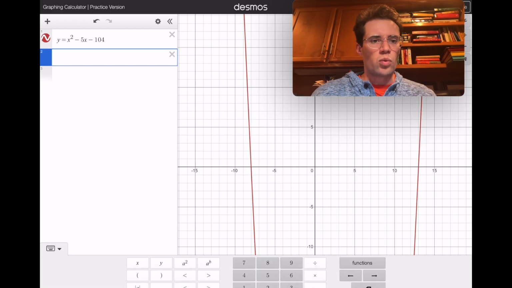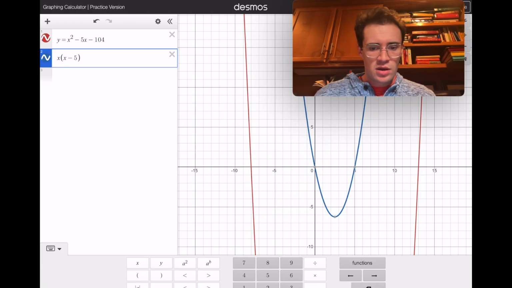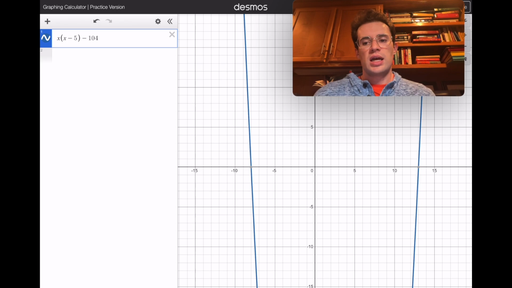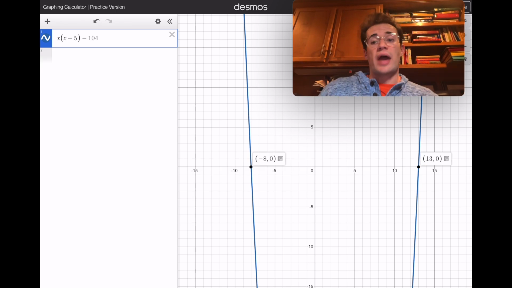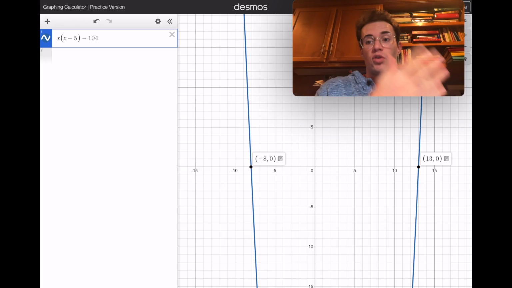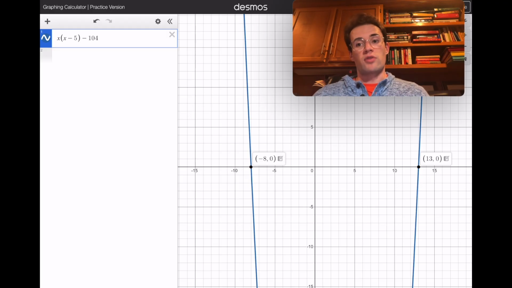And just to show that you would get the same thing, if you left it as x times the quantity x minus 5 minus 104, and I didn't even write equals y, they just assume it's equal to y unless you say otherwise. It is the same thing, right? 13 and negative 8. All right, so that just shows you don't have to distribute or simplify something first before you type it into Desmos. It's kind of nice. It's kind of like a little cheat code there. And I guess it does prevent the opportunity of, if you are someone who tends to mess up when you're doing distributive property or simplifying, then you don't have to worry about that so much.